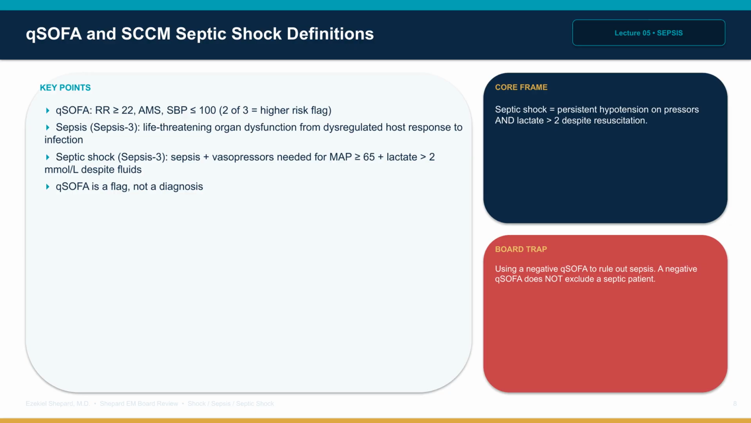The board trap is using a negative qSOFA to rule out sepsis. A negative qSOFA does not exclude a septic patient. Memorize the 3 qSOFA cutoffs exactly. Respiratory rate 22 or greater, altered mental status, systolic blood pressure 100 or less. 2 of 3 is the high-risk threshold. Boards love to write a distractor with a respiratory rate of 21 or a systolic of 102 and dare you to call it positive. It is not.